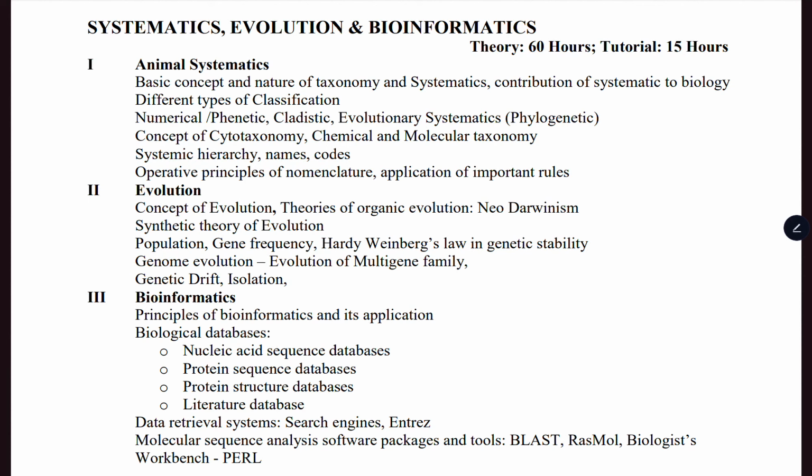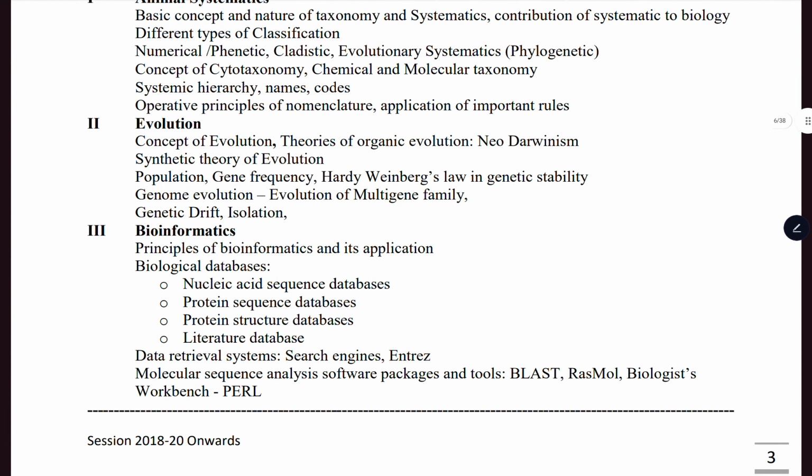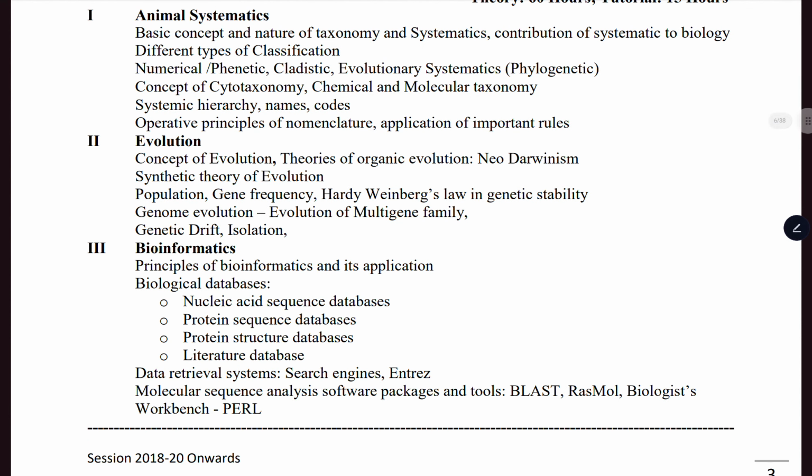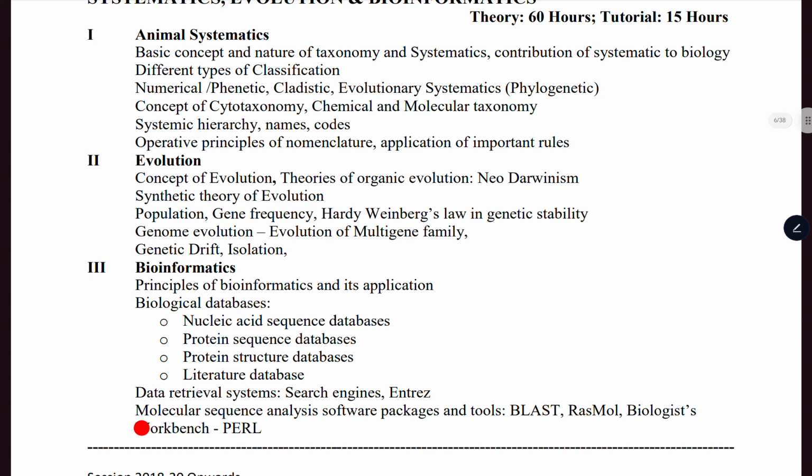And bioinformatics, the third unit, is bioinformatics: principle of bioinformatics and its application, biological databases. In the biological databases, we have to study 4 databases: nucleic acid sequence databases, protein sequence databases, protein structure databases, literature database. Data retrieval system, search engine, Entrez, molecular sequence analysis software package and tools. In this, we have to study BLAST, RASMOL, and Biology Workbench, PERL.